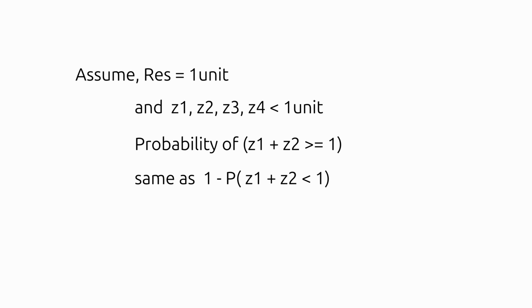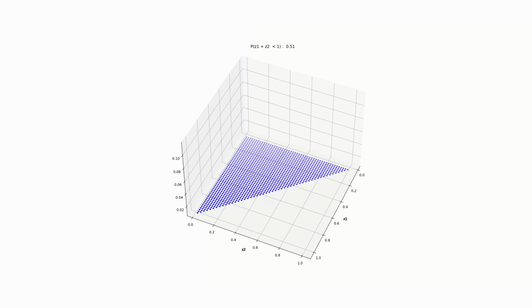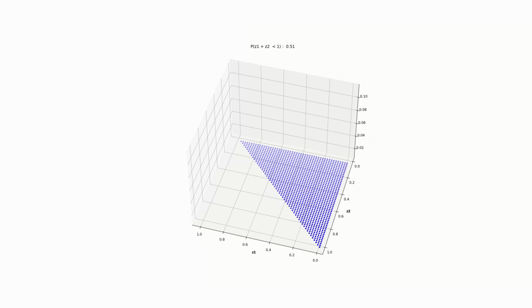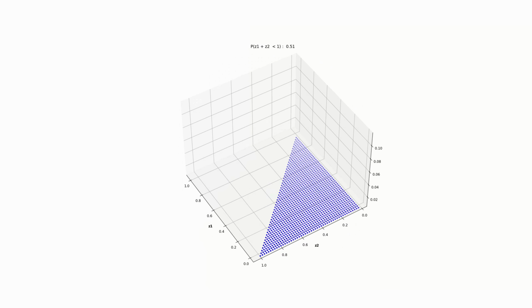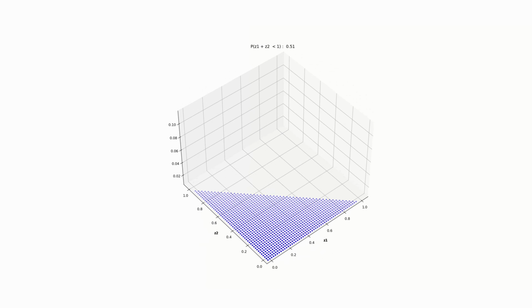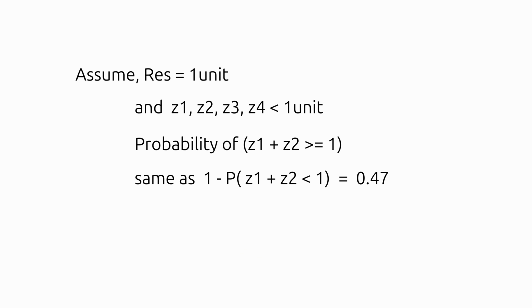We can figure this out mathematically, or we can use simulation. I, being an engineer, prefer to use simulation. But for more accurate results, it's better to use traditional math. This is a plot of the graph, and the final probability value is approximately 0.47, which means out of 100 times you try to add two zeros randomly, 47 times you will end up getting a non-zero value.